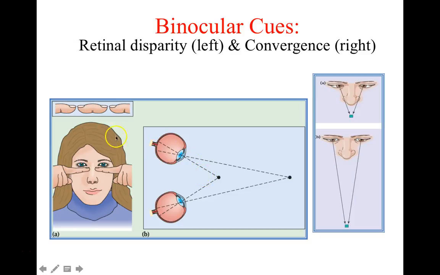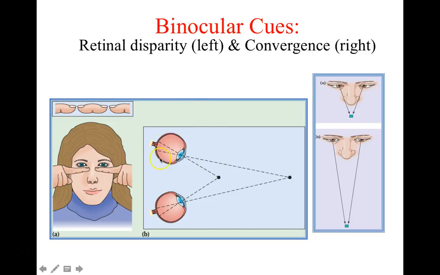Now, retinal disparity is that if you just look at your two fingers like this and close one eye, you'll see a different pattern. If you close the other eye, you'll see another pattern. So the two retinas are getting different images, and the brain can coordinate that and get a sense of depth based on the two images that the two retinas are presenting.